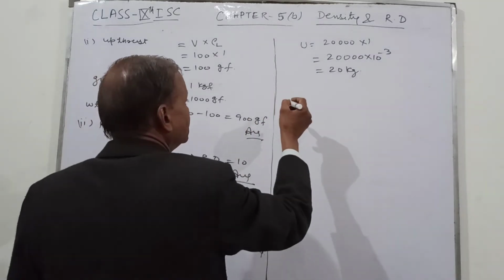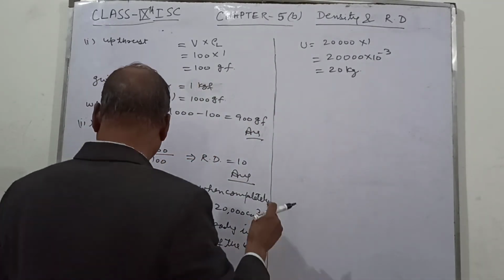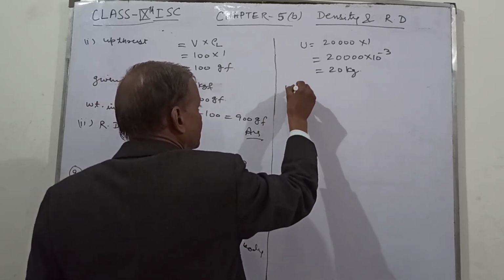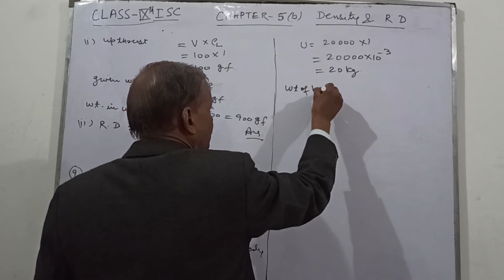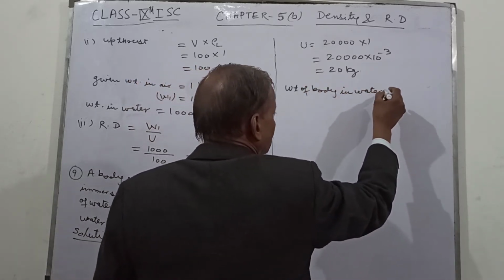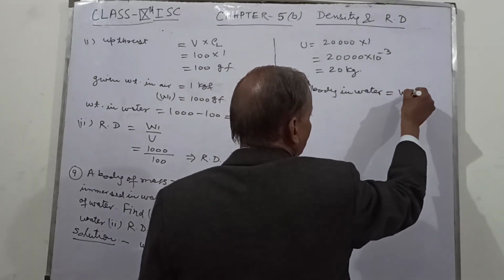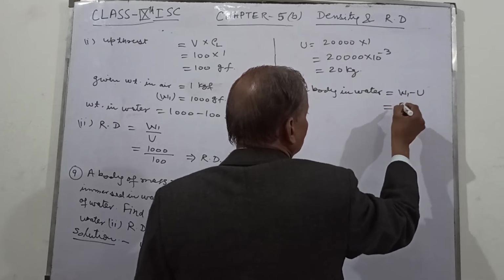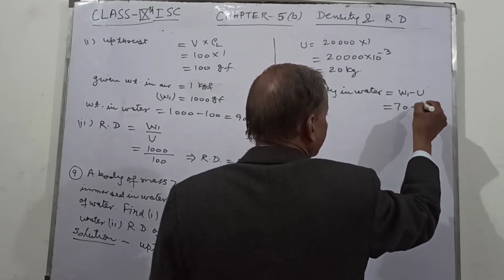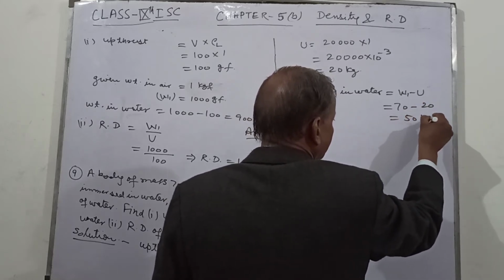Then what we have to find? First we have to find the weight of the body in water. Weight of body in water is equal to W1 minus U. So W1 is equal to 70 minus 20, so this is now your 50 kg.